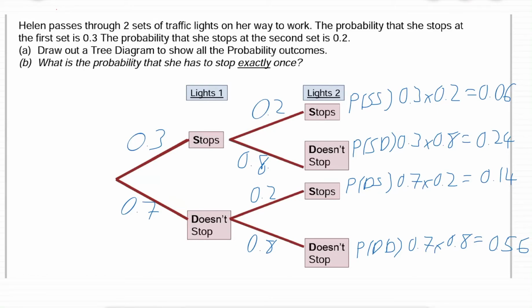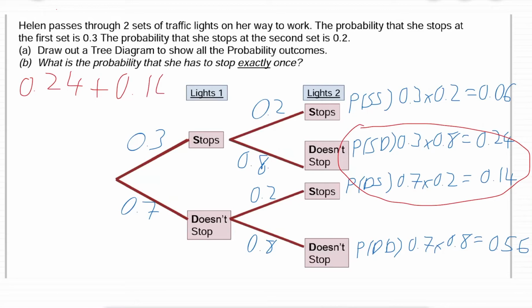Now we're asked what's the probability that she has to stop exactly once. So if it's exactly once, it can't be the top one because that's a stop and a stop. Can't be the bottom one either because that's not stopping at all. We want it to be only one stop, so that would be our middle ones. Let's add these now. 0.24 plus 0.14, and that gets us 0.38. And that's the question done. I'll go through one more.